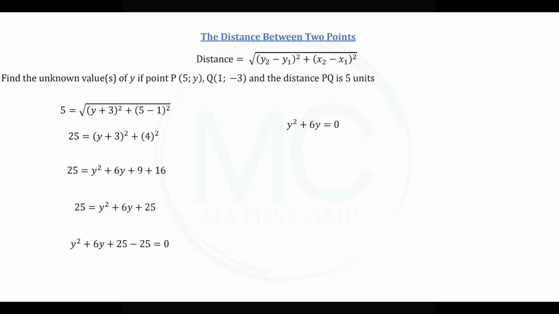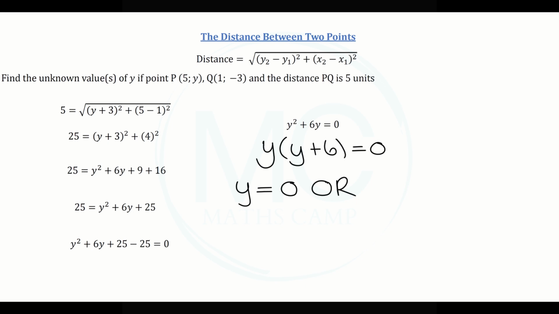This quadratic only has 2 terms, so the only thing we can do is to take out a common factor of y. So we can say y, open our bracket, y plus 6, close the bracket, is equal to 0. This means that y could be equal to 0, or y could be equal to -6.